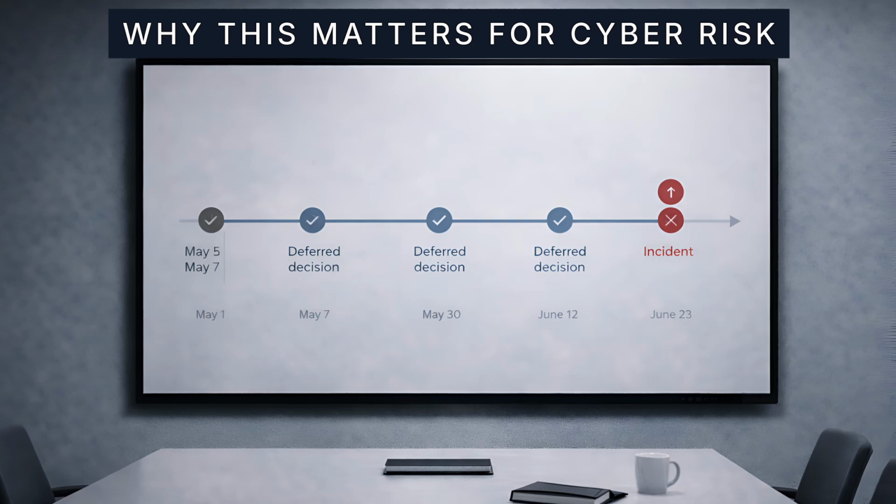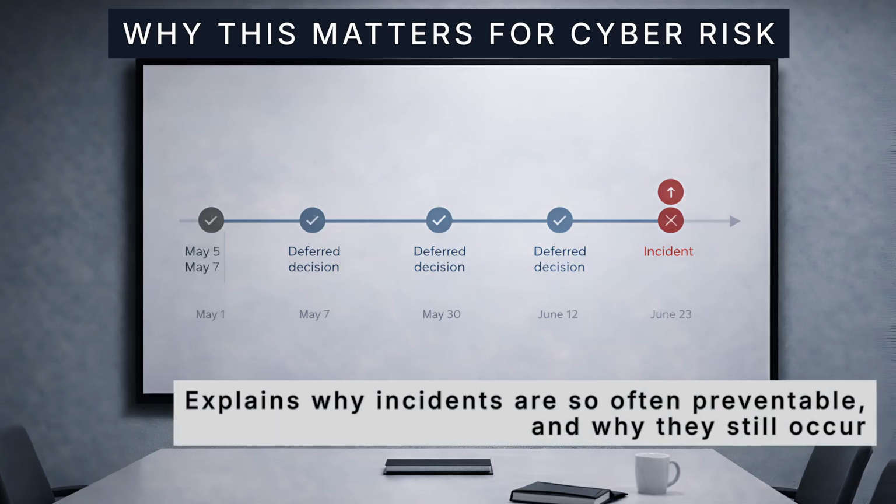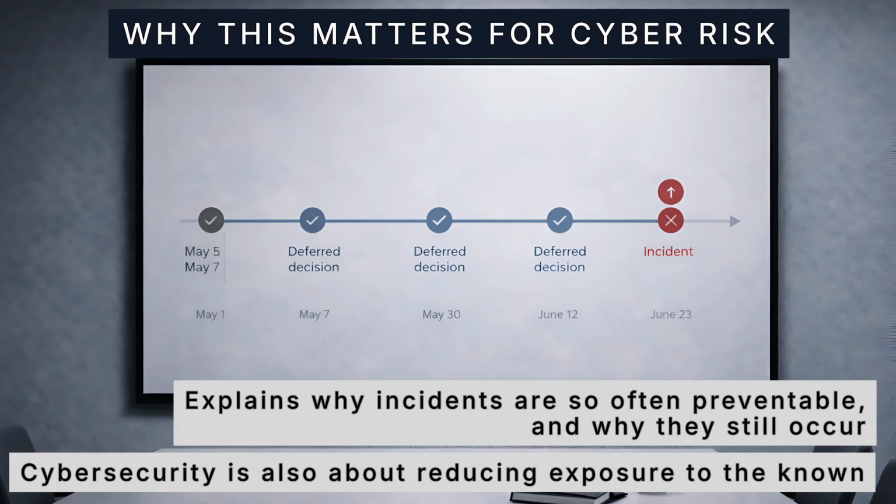Why this matters for cyber risk? Many breaches begin not with sophisticated exploits, but with known vulnerabilities that were never addressed. Understanding patch cycles explains why incidents are so often preventable and why they still occur. Cybersecurity is not only about defending against the unknown, it is about reducing exposure to the known.